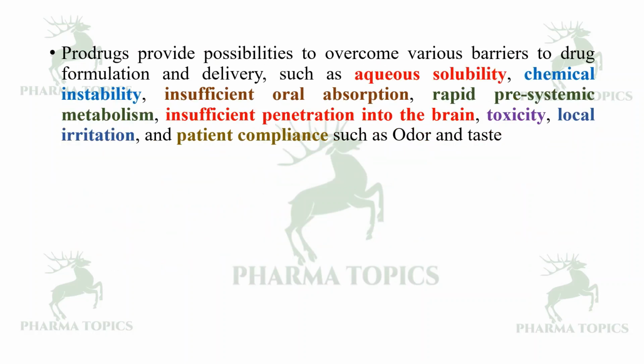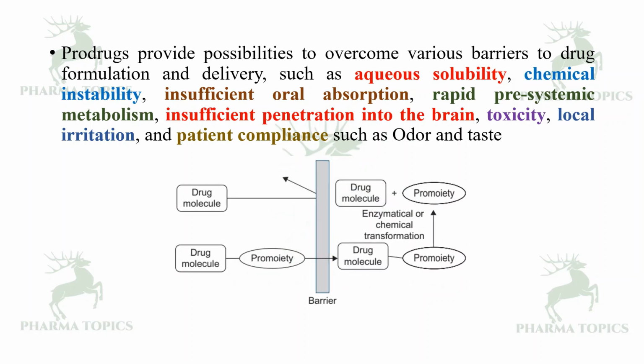The prodrugs provide possibilities to overcome various barriers to drug formulation and delivery, such as aqueous solubility, chemical instability, insufficient oral absorption, rapid pre-systemic metabolism, insufficient penetration into the brain, toxicity, local irritation, and patient compliance, such as odor and taste.